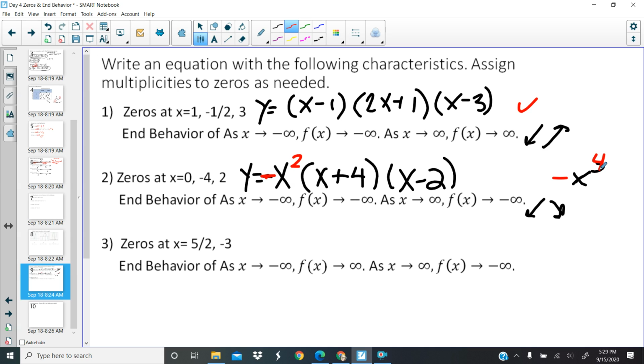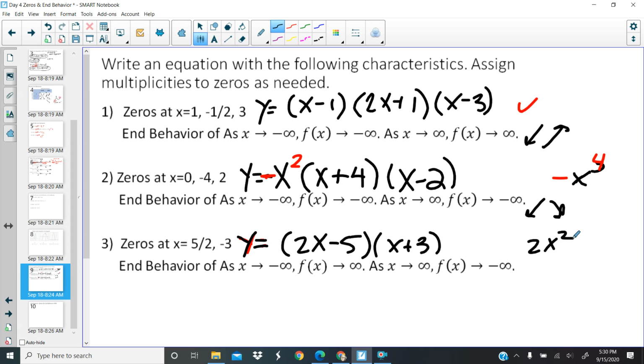So then on my last one, we would have y equals, and we have our first 0 at 5 over 2, so that would be like x minus 5 over 2, but then you need to kick that denominator of the 2 back to the front, so it would be 2x minus 5, and then times x minus negative 3, which is x plus 3. So then if you were to multiply that out at this point, then your leading term would be 2x times x, which would be 2x squared.